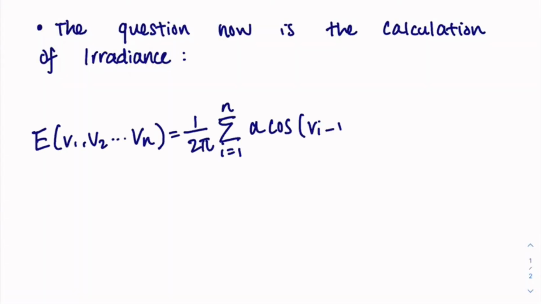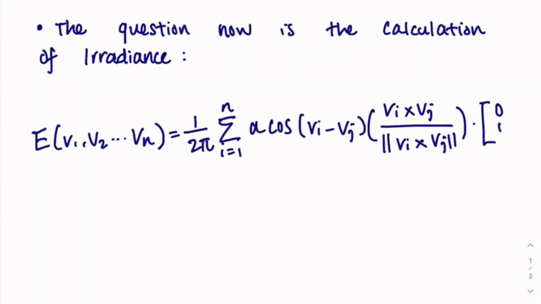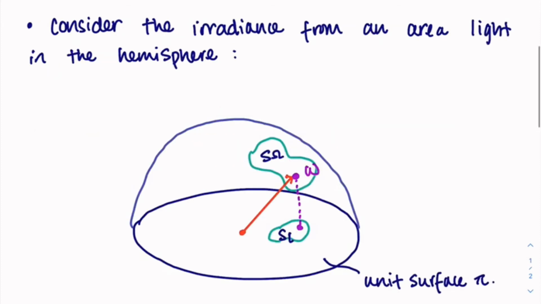The question now is the calculation of irradiance, which is equivalent to this equation. This form is much better for us, as we have reduced an area integral into a summation along each edge of the spherical polygon. This can be run on a computer in real time. To prove this equation, we can first simplify the situation. Consider the irradiance from an area light on a hemisphere. We want to show that the irradiance is essentially the area of the spherical polygon projected onto the unit circle.